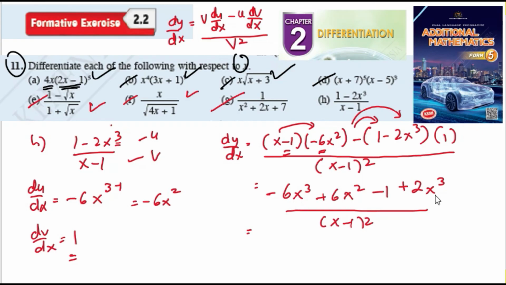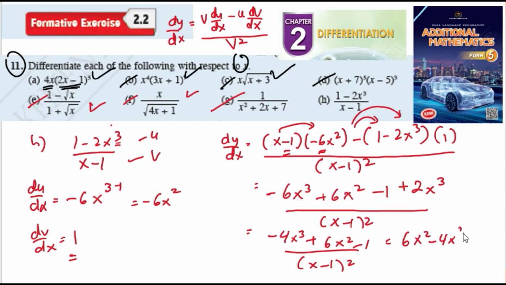Negative 6x cubed plus 2x cubed, we get negative 4x cubed. So plus 6x squared minus 1 divided by x minus 1 squared. So if you don't want the front one to be negative, you can just bring 6x squared forward: 6x squared minus 4x cubed minus 1 divided by x minus 1 power of 2.